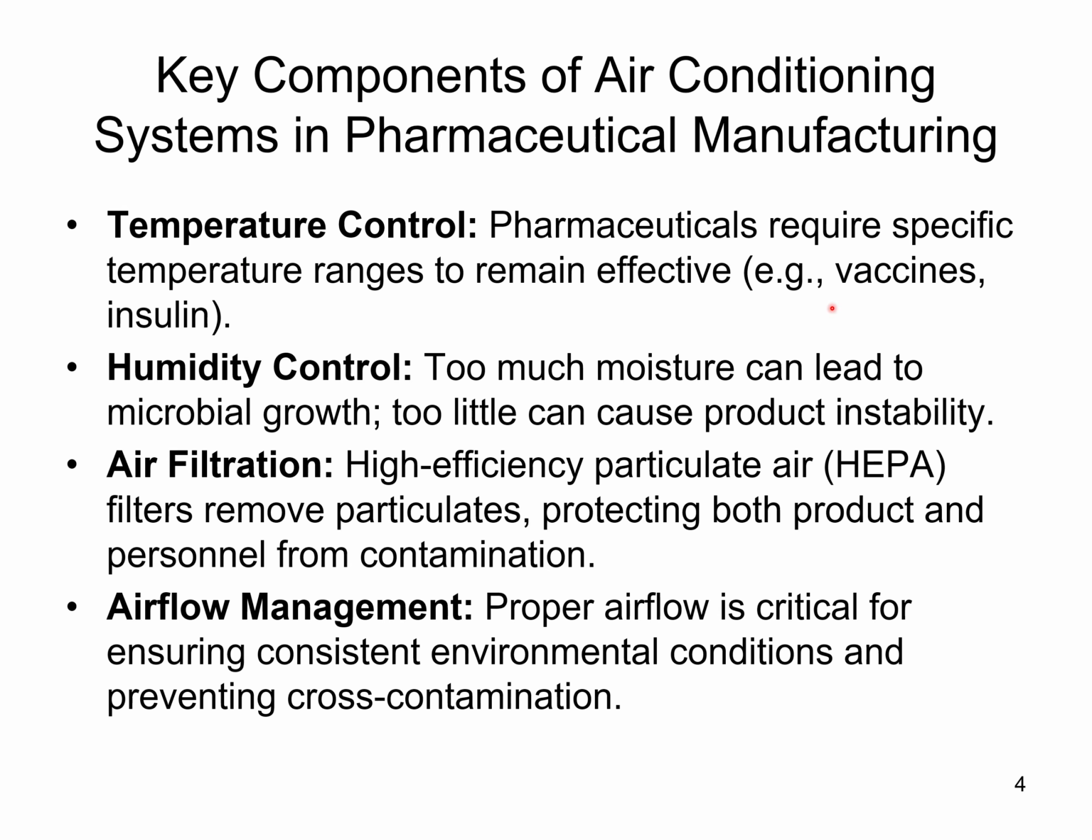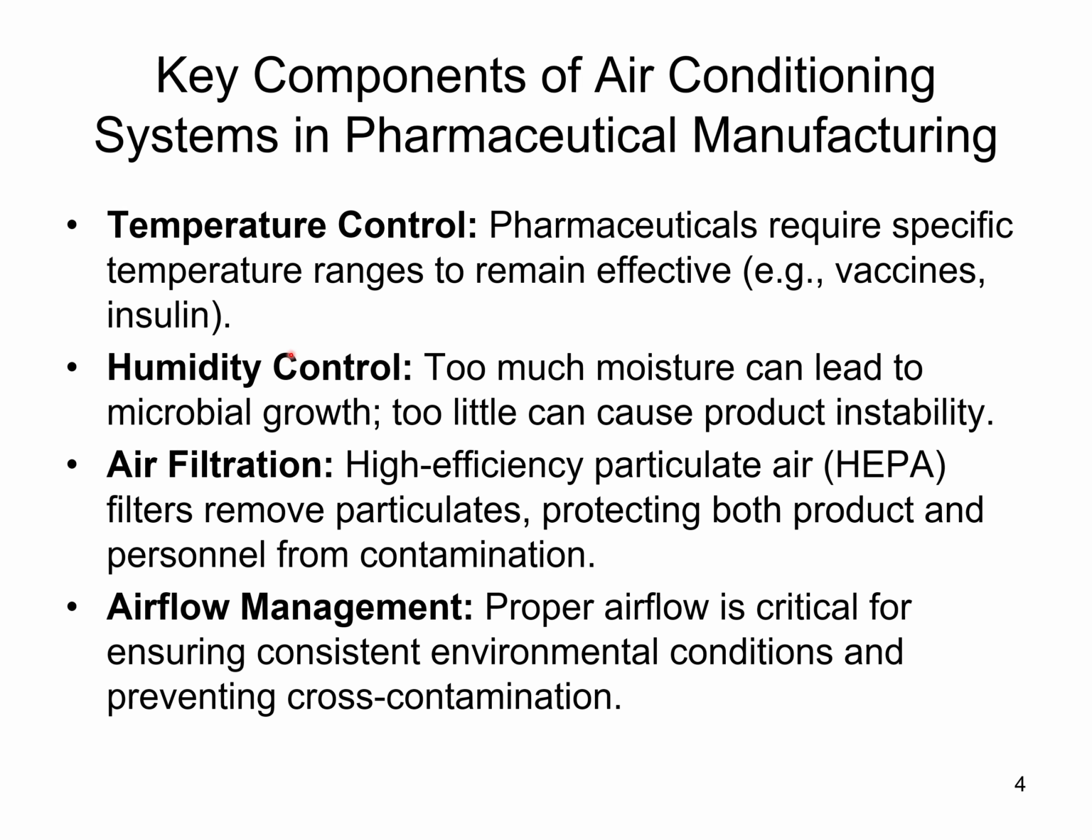So regarding the temperature control, pharmaceuticals require specific temperature range to remain effective. Moreover, this temperature control is also important for some thermosensitive drug, and also for capsule shell. For example, for preparation of capsule shell during the hard gelatin capsule or soft gelatin capsule formation, temperature is a critical factor. If the temperature of the manufacturing area is increased, then ultimately your capsule shell will get damaged. Then humidity control. Too much moisture can lead to microbial growth. Too little can cause product instability.